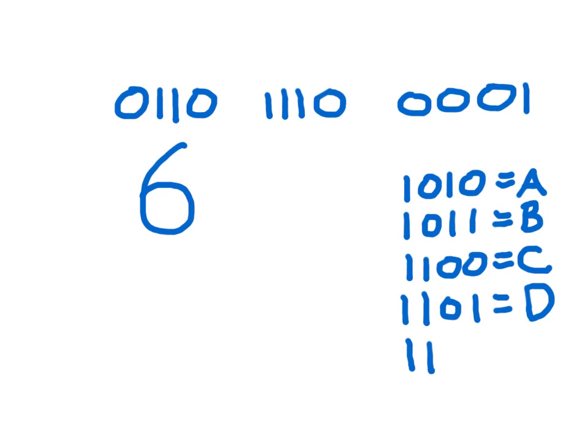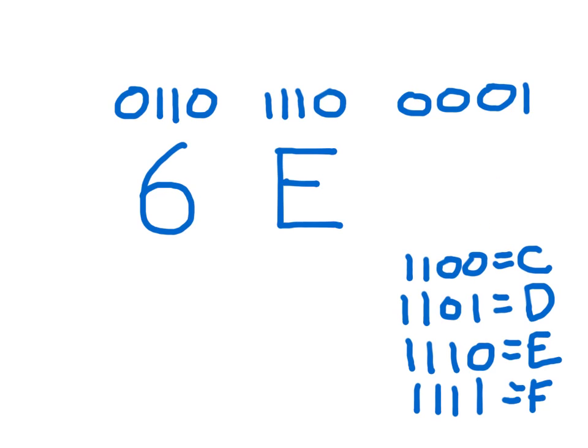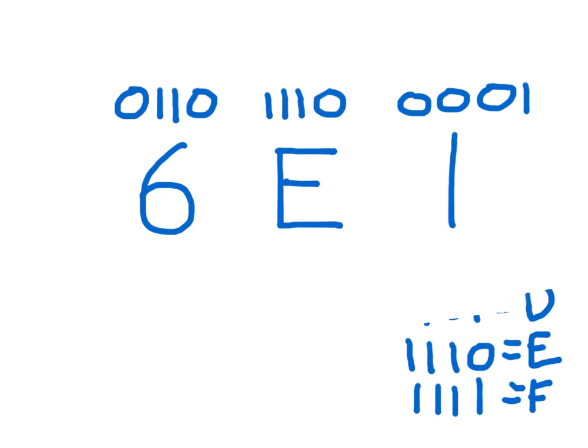and then D, E, and finally F. So all we have to do is match this to the table, and we will see that we want E. And then the last number is very easy, it's just 1. So here we've converted the binary number to what it is in hexadecimal, which is 6E1.